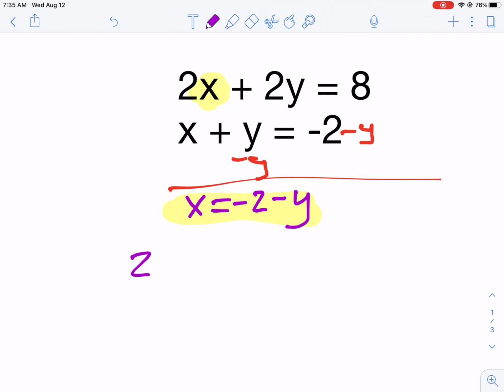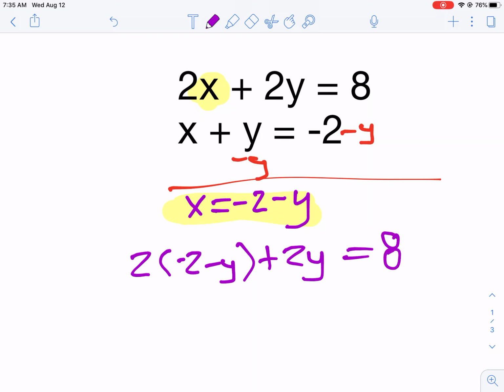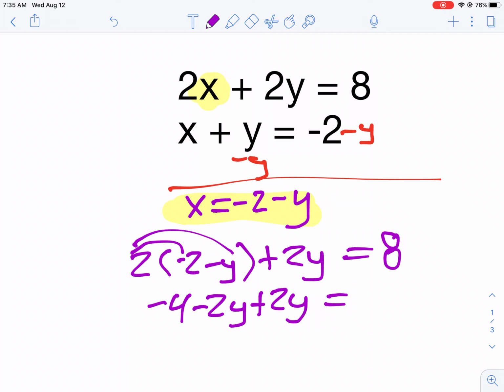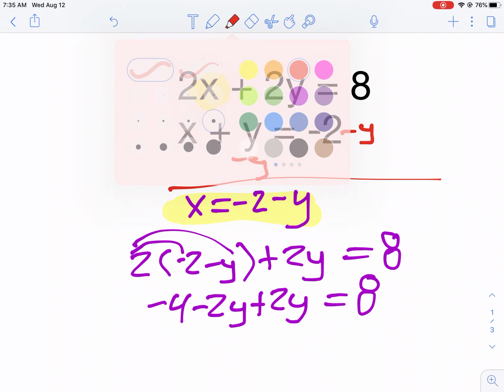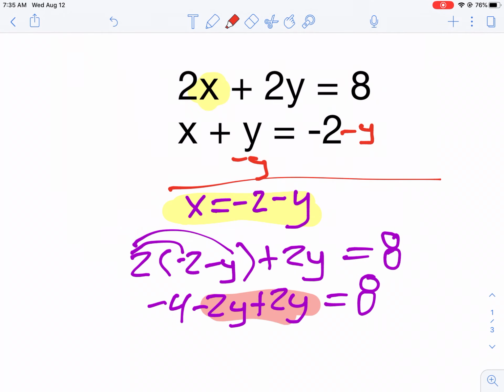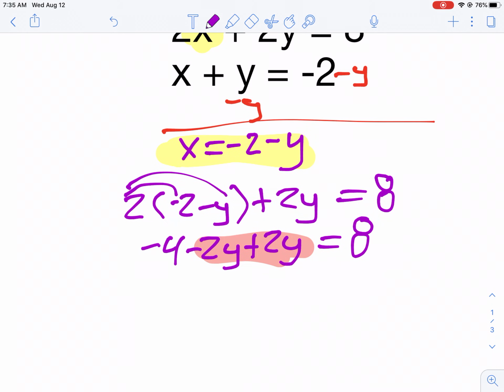I'm going to replace x in the first equation with negative 2 minus y. So you get 2 times (negative 2 minus y) plus 2y equals 8. Well, let's distribute that. And negative 4 minus 2y plus 2y equals 8. Notice your y's cancel, don't they? Negative 2y plus 2y is 0. So we get negative 4 equals 8. Does negative 4 equal 8? No, it doesn't. So there's no solution.